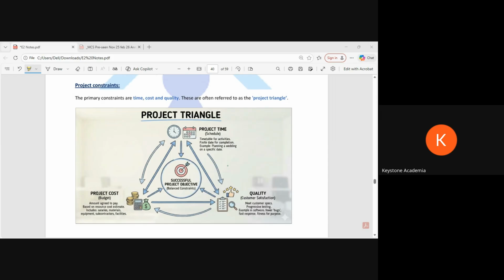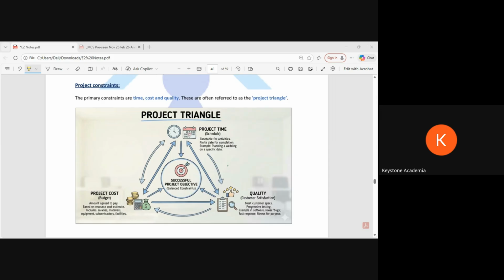It's almost impossible that we just change one aspect and the other 2 are not affected. No, they will definitely be affected. If you want higher quality, it will take more time and more money. If you want to do it early, again, it might cost more, and it might be compromising on the quality as well. So in short, why we need to know this is so we have a holistic approach. We understand how changes in one area will affect the other areas. So everything is interconnected.